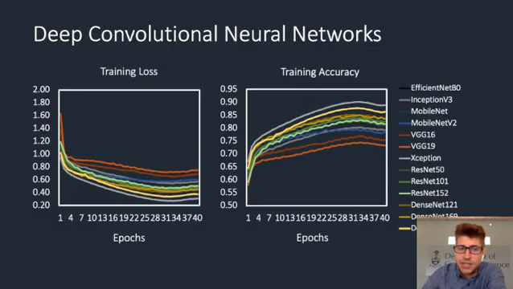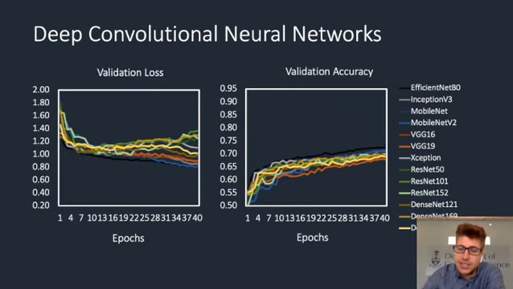Now, to provide a reference and benchmark for the research community, we then trained and tested over a dozen state-of-the-art deep convolutional neural networks, as shown on the right-hand side, on the ExoNet dataset for image classification.